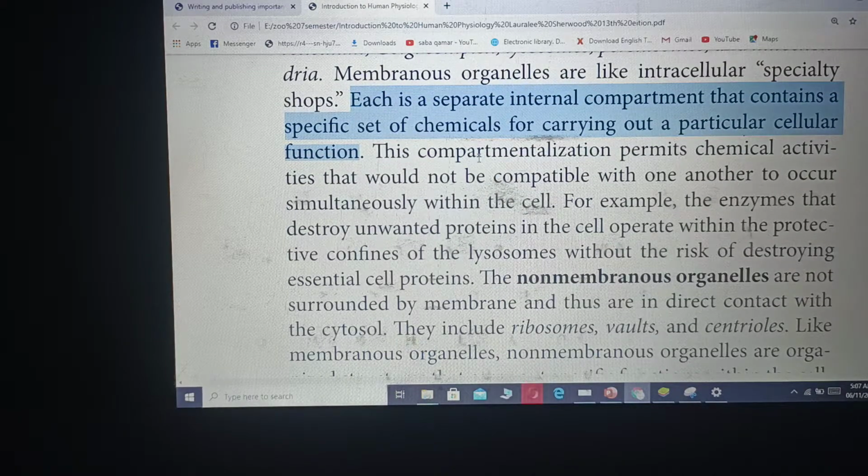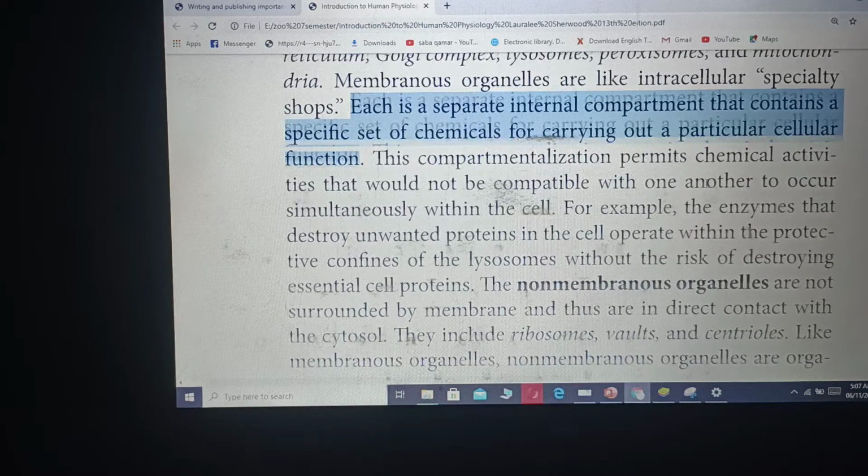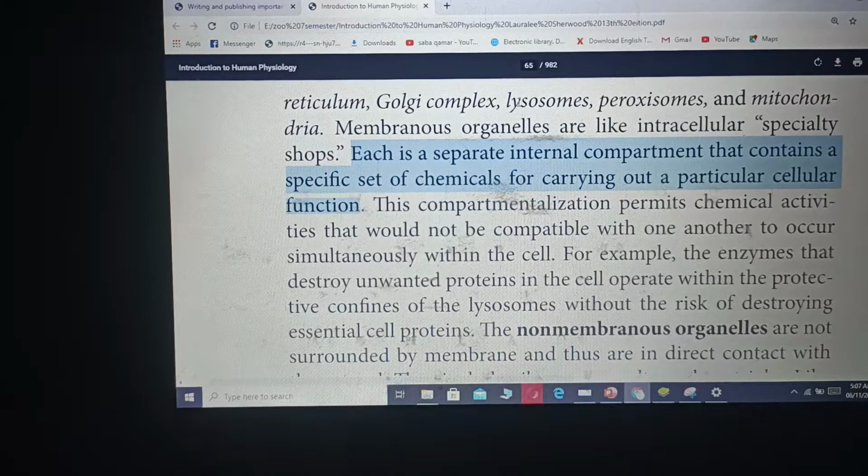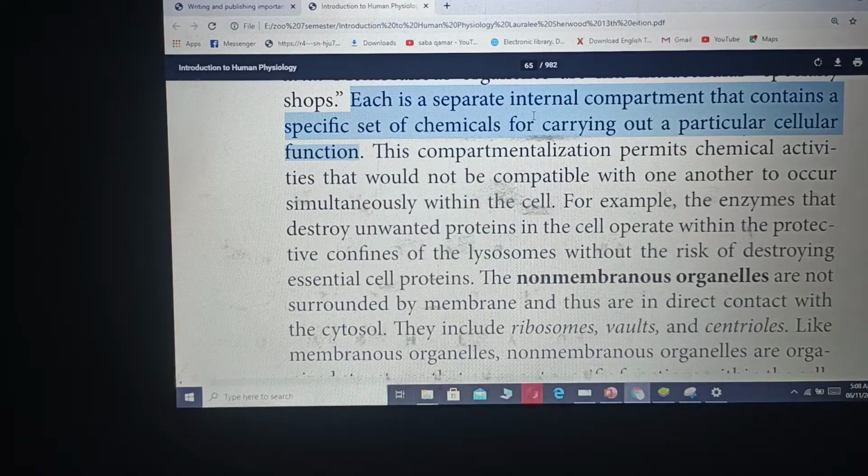Why is this compartmentalization necessary? The reason is that this compartmentalization permits chemical activities that would not be compatible with one another to occur simultaneously within the cell. For example, let's take an example of the lysosome enzymes. There are certain hydrolytic enzymes which are present inside the lysosome.